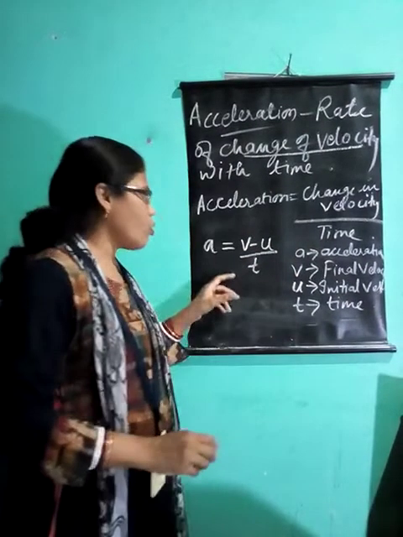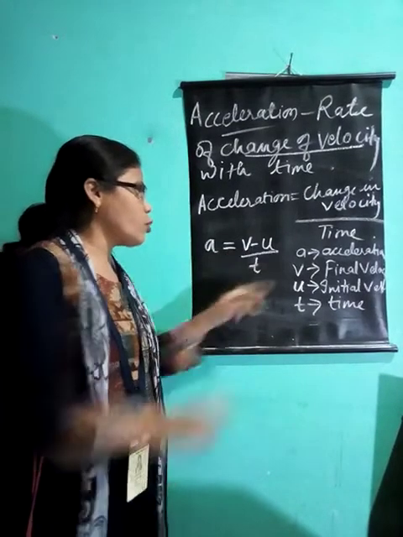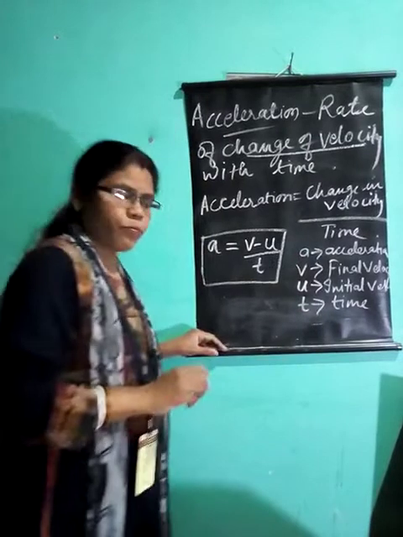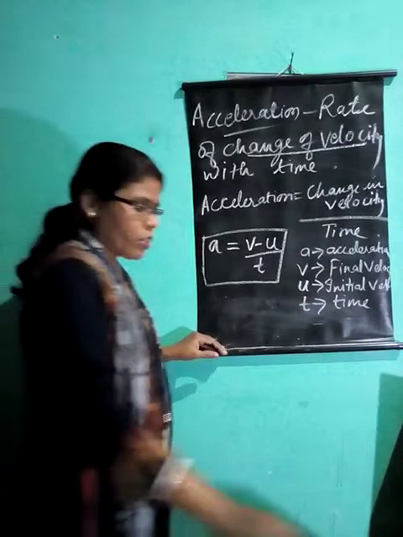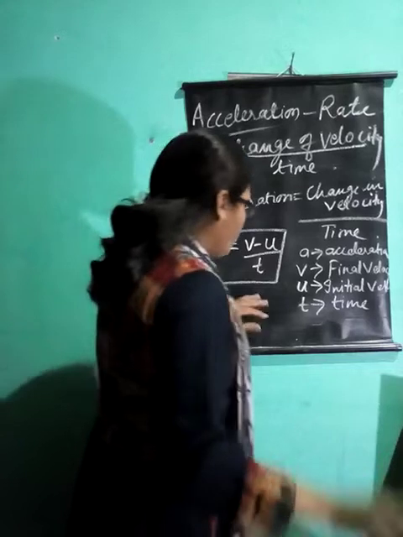Okay, so this is the formula of acceleration. A is equal to V minus U by T. This is a very important formula. A lot of numericals are there on the basis of this formula. So you need to be perfect with this.